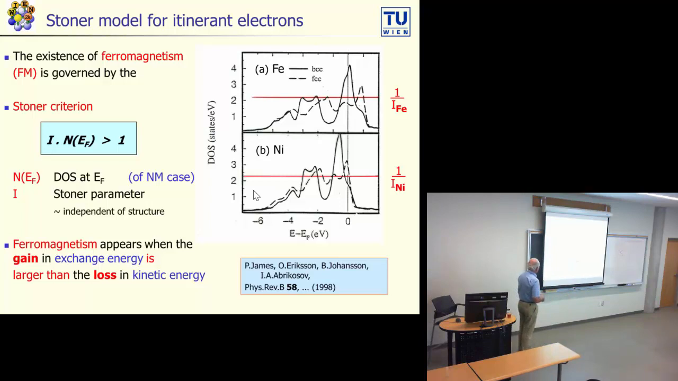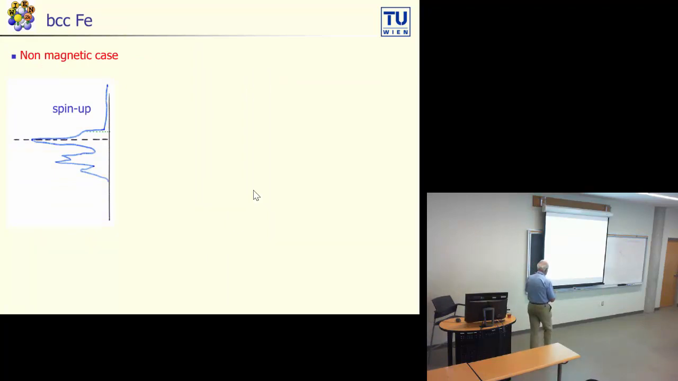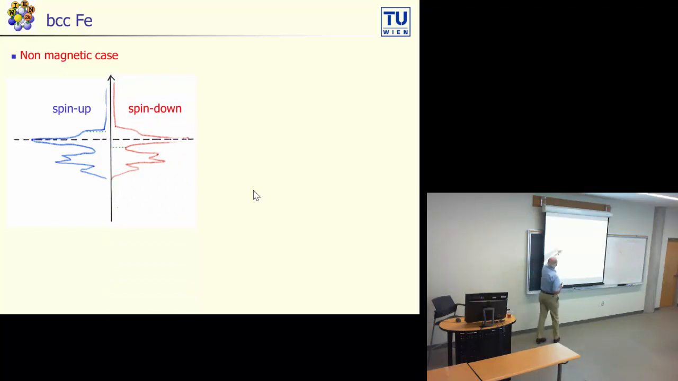So this is an important problem. Let me try to illustrate this for iron. If you have a density of states for iron, then the spin up and spin down density of states look identical. And here is the Fermi energy, and the Fermi energy falls in a range where the density of states is very high. The Stoner criterion is satisfied.